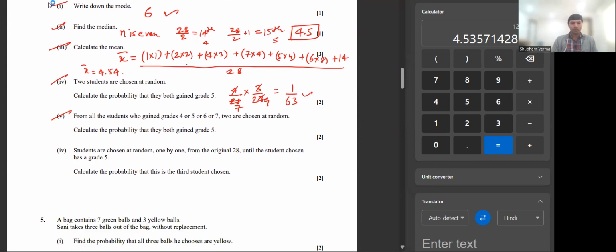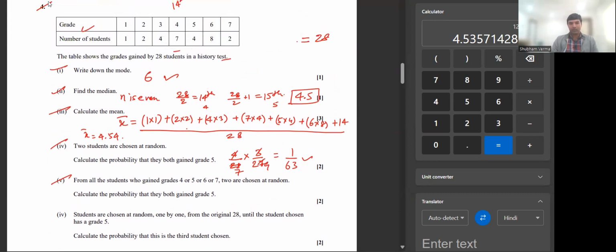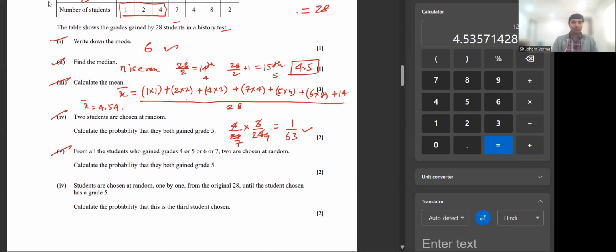Next one. From all the students who gain grade 4 or 5 or 6 or 7, 2 are chosen at random. Calculate the probability that they both gained grade 5. Okay. So how many students are there total who got 4, 5, 6, 7 grades? We know total is 28. So from total, you subtract the sum of this. So 3 plus 4, 7. Right. So out of 28 students, 7 did not get the grade as 4, 5, 6, 7. So those who got the grade as 4, 5, 6, 7 is 28 minus 7, which is 21.